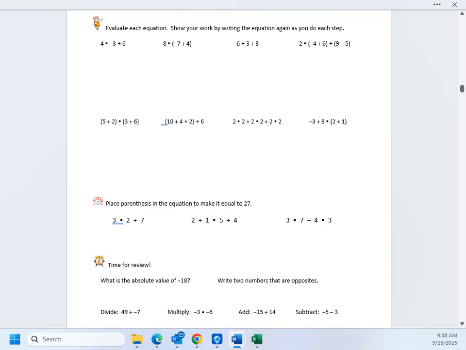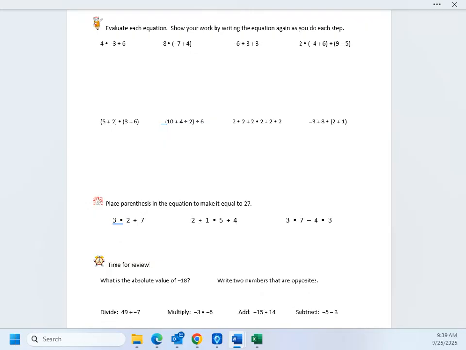All right, so let's look at our second page. Second page is our homework page. The first one says evaluate each equation. What does the word evaluate mean, Fernanda? To solve. What does it mean to solve?